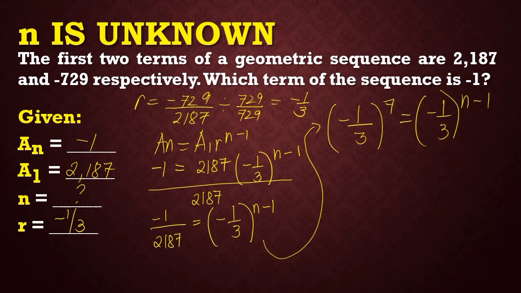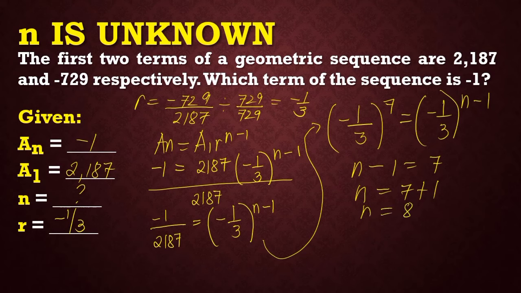minus 1. Okay. So, kapag kasi ang 3 ni-raise natin sa 7, makukuha natin yung 2,187. So, same base na sila. Pwede nating ibaba. So, pagpalitin natin, magiging n minus 1 is equal to 7. Pareho lang po yun. So, and then we add 1 to both sides. So, 7 plus 1, that is n equals 8.